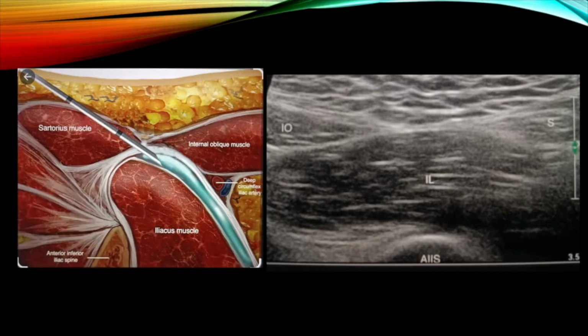You aim to see what the textbook calls the bow tie sign. This is the bow tie sign. This is the internal oblique muscle, and this is the sartorius. This one is also the same. This is the internal oblique muscle, and this is the sartorius. Your aim is to give the local anesthetic below the bow tie sign.